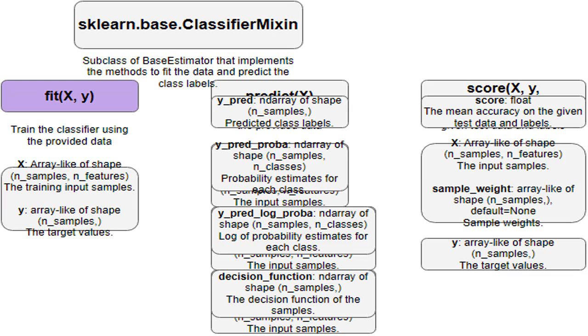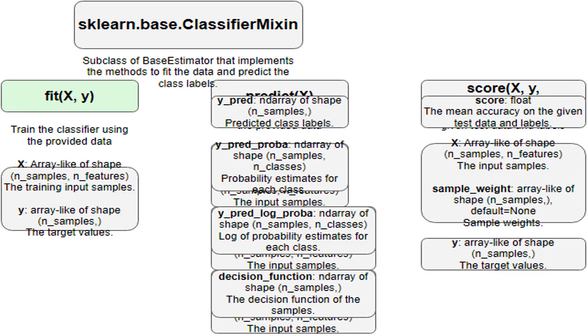X: array-like of shape (n_samples, n_features), the input samples. y_pred: ndarray of shape (n_samples,), predicted class labels. Score: returns the mean accuracy on the given test data and labels.